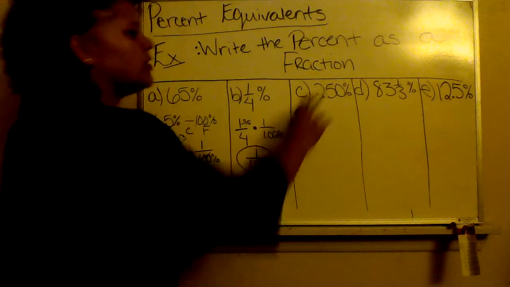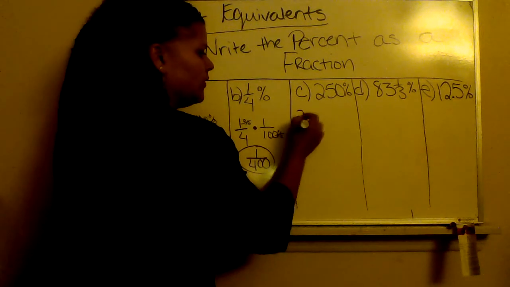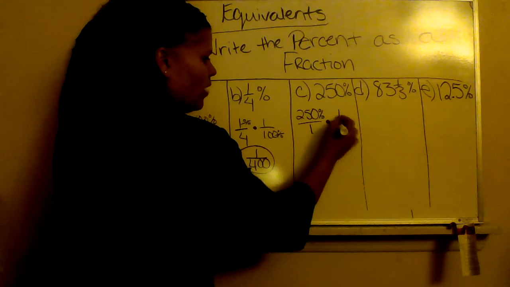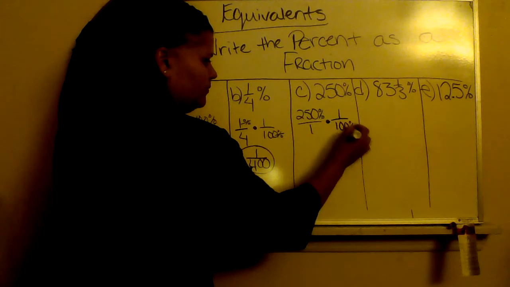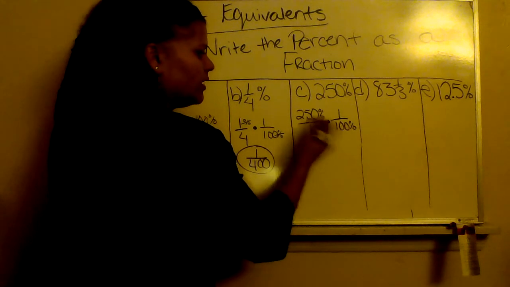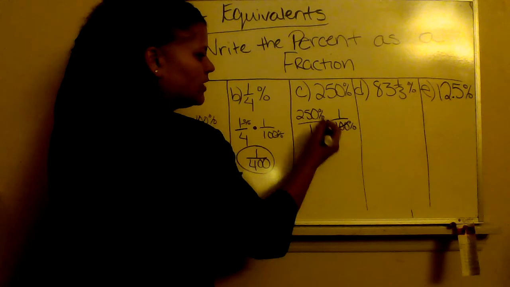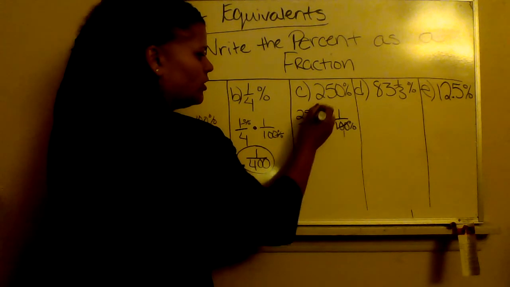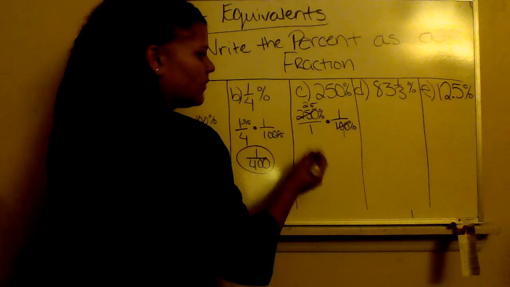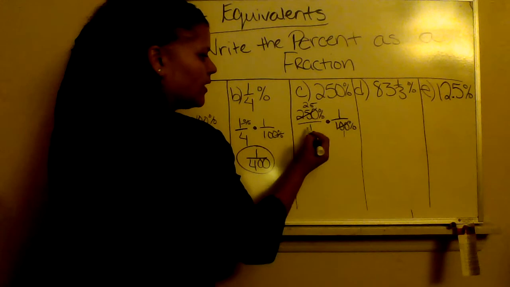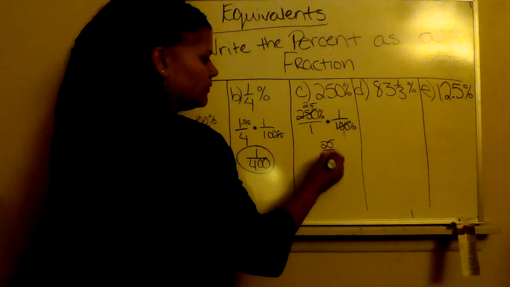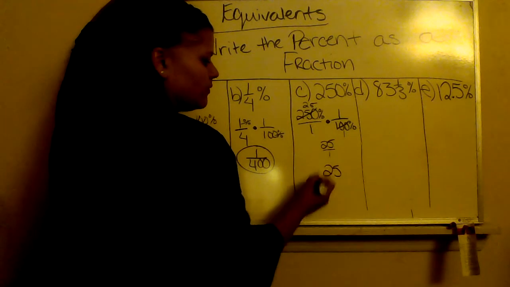Now, we have 250%. So we take the 250%, put it over 1. Then we're going to multiply that by 1 over 100%. Then we simplify. So what do they share? They share 100. So 100 goes into 100 once, and 100 goes into 250 25 times. So then when we go through this, we have 25. We multiply 25 times 1, and then we have 1 times 1 is 1. So this is just 25, the whole number.